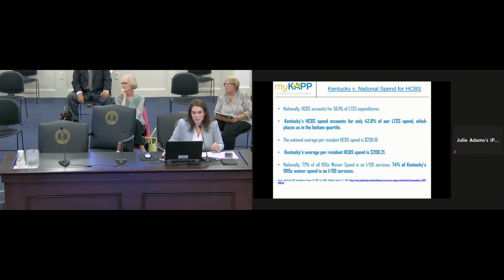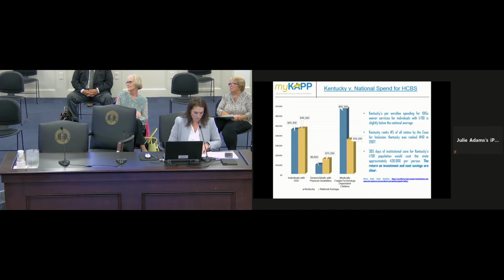Nationally, HCBS services, which is what we're talking about here, our 1915(c) HCBS waivers, account for 56% of all LTSS expenditures. Kentucky's HCBS spend accounts for only 42.8% of our long-term support services spend, which places us in the bottom quartile. We're in the bottom 25% of all states with our spend. The national average per resident HCBS spend is $298.18. Kentucky's average per resident HCBS spend is $200.21. Nationally, 72% of all 1915(c) waiver spend is on IDD services. We're a little bit higher at 74% of our spend, but still within that national average. We're middle of the road there.